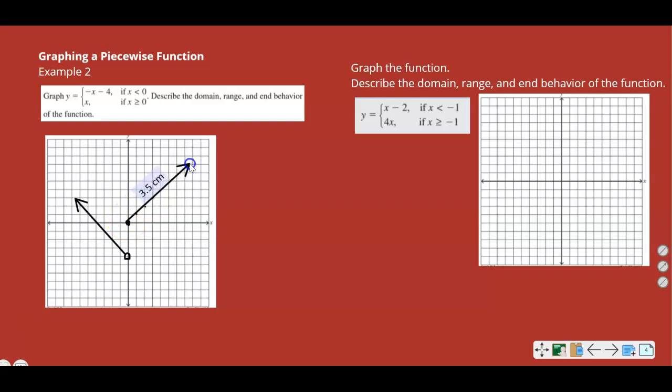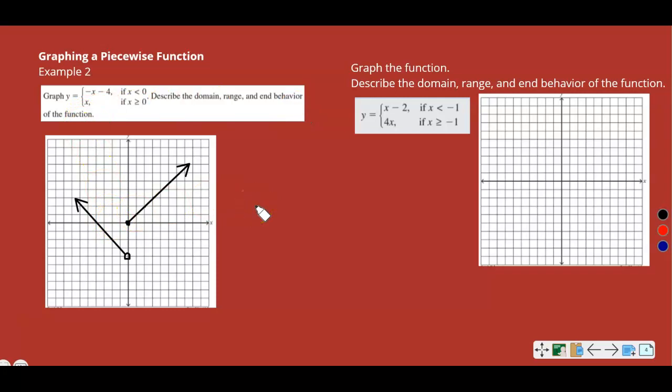Hopefully you remember graphing linear equations from Algebra 1, and this is just a refresher. The only difference is now we're looking at combining, putting pieces together. All right, so now we have graphed the piecewise function. Now we need to describe the domain, the range, and the end behavior.